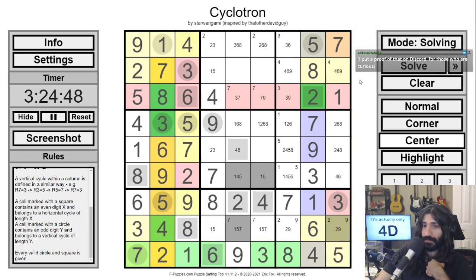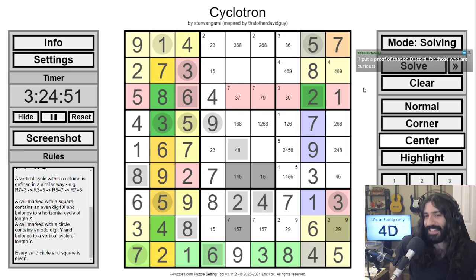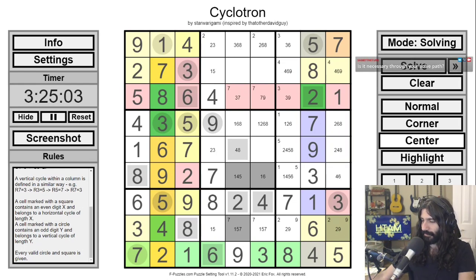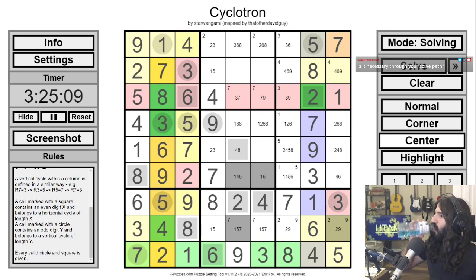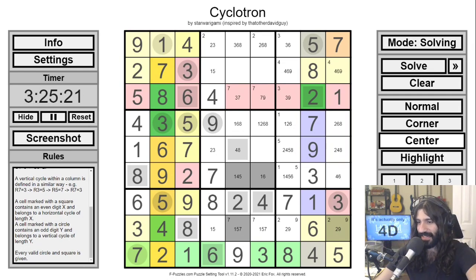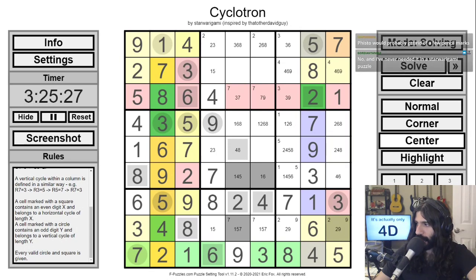Actually, we could use it. I kind of want to use it. Is it necessary? Wait, okay, let's ask David. Is it necessary through your solve path? Because he's got it charted, like what the steps are to solve it. I very much doubt that it's necessary, but you are able to use it. It is magic, by the way. It is absolutely absurd that it's a thing. Fisto would probably get rid of a few pencil marks for sure. No, and I've never needed it in a Starwarigami puzzle.